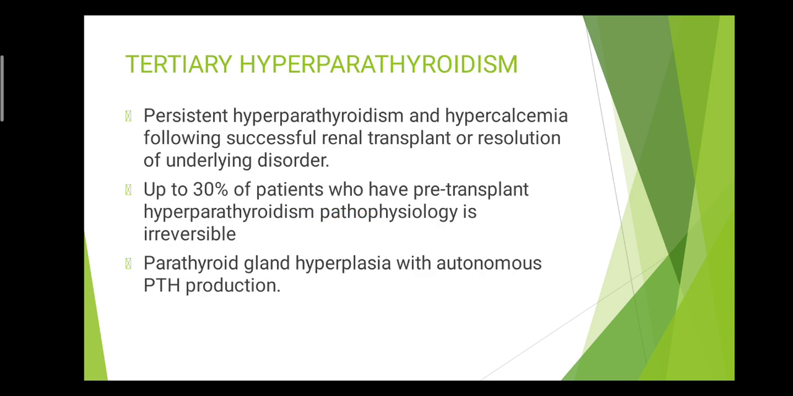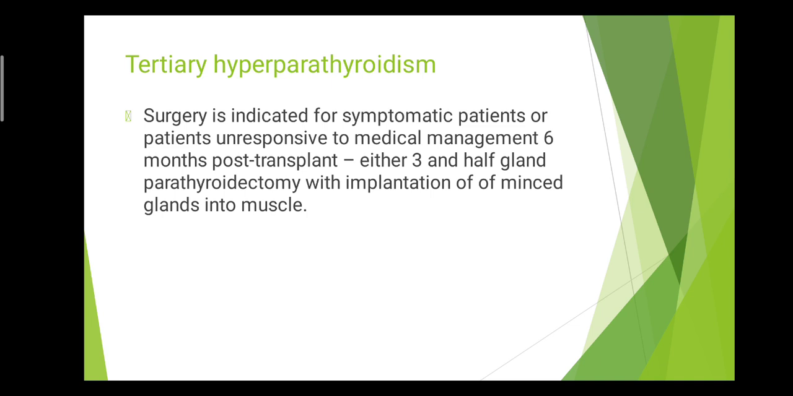So coming to tertiary hyperparathyroidism. There is persistent hyperparathyroidism and hypercalcemia following successful renal transplant or resolution of the underlying disorder. Up to 30% of patients who have pre-transplant hyperparathyroidism are affected, and the pathophysiology is irreversible. The parathyroid gland is hyperplastic with autonomous parathyroid hormone production. Surgery is indicated for symptomatic patients, and patients unresponsive to medical management 6 months post-transplant, with either 3.5 gland parathyroidectomy with implantation of parathyroid glands into muscle.